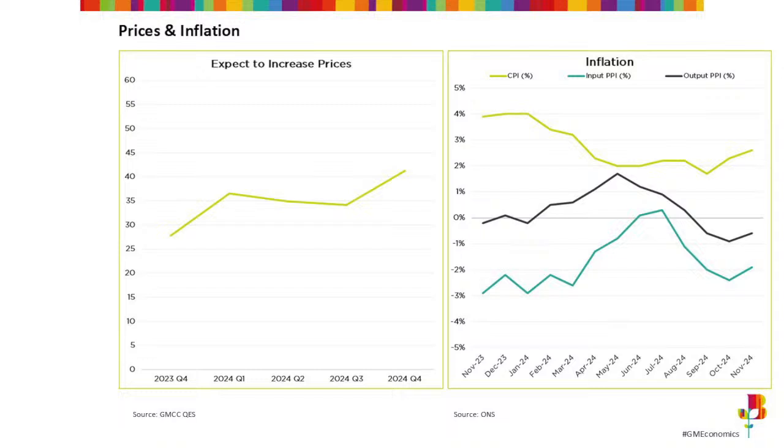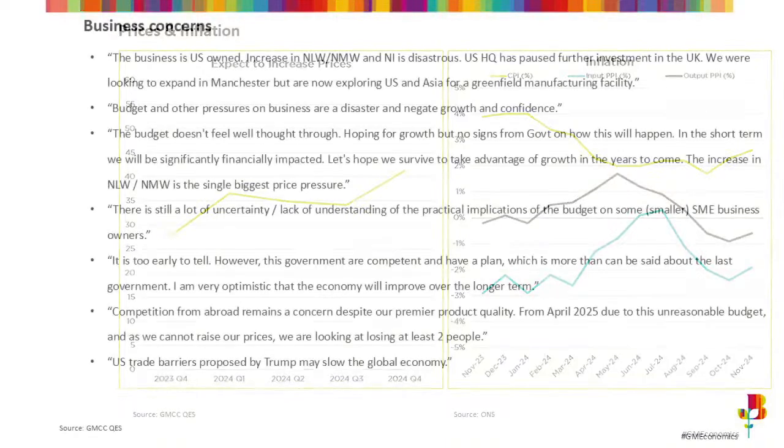Okay. These are some of the free text comments. So we have an open-ended question at the end of the QES asking for comments. I think it's safe to say that the budget is not popular. So there are numerous comments about the budget, and the first one is remarkable. It's a US-owned business which was actually planning to expand their capacity in the UK. They have a site in Stockport, but they are now exploring the US or Asia for expansion, right? So again, there might be some foreign direct investment decisions which might in the long term be impacted by some of the measures announced in the budget.